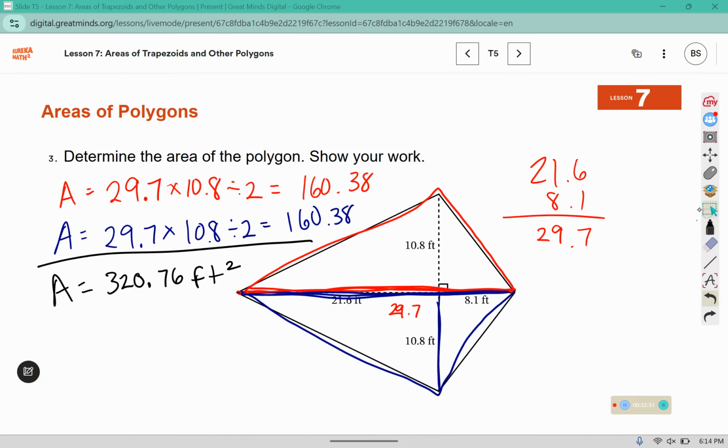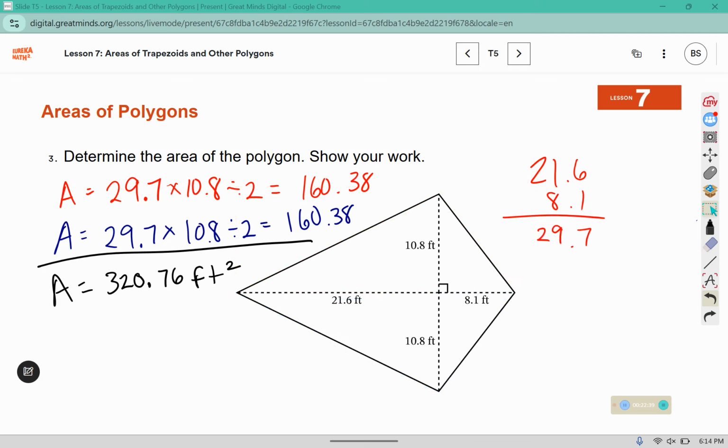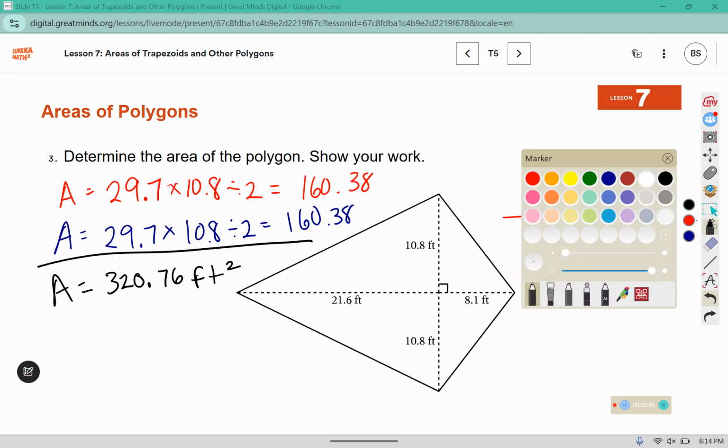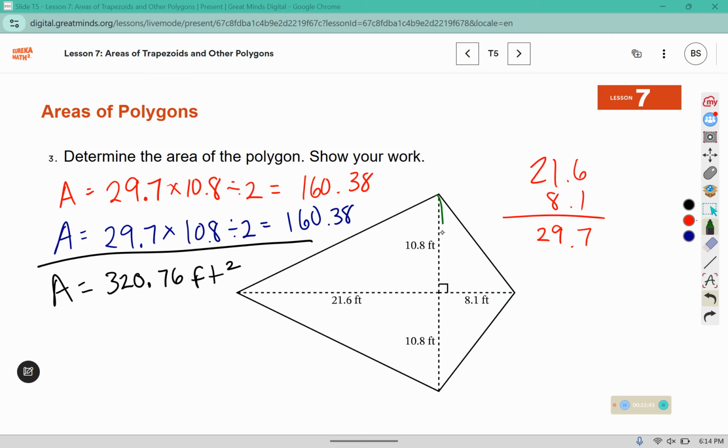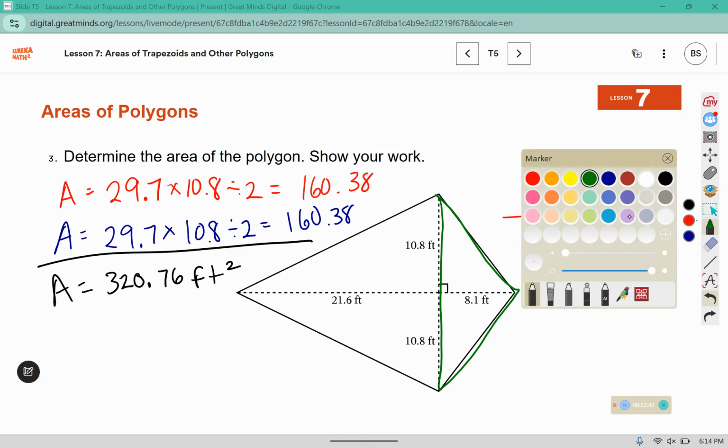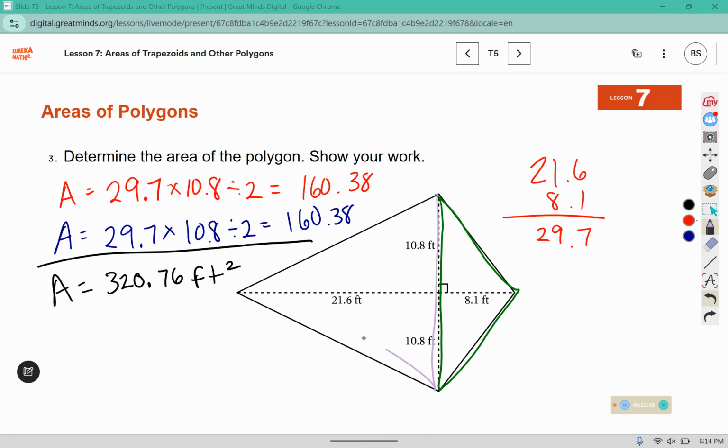You may have tried an alternative strategy. Another method you might use is to turn this into a large triangle here and a large triangle here and add those together. Or you can use the 4 small triangles and add all 4 of those together.